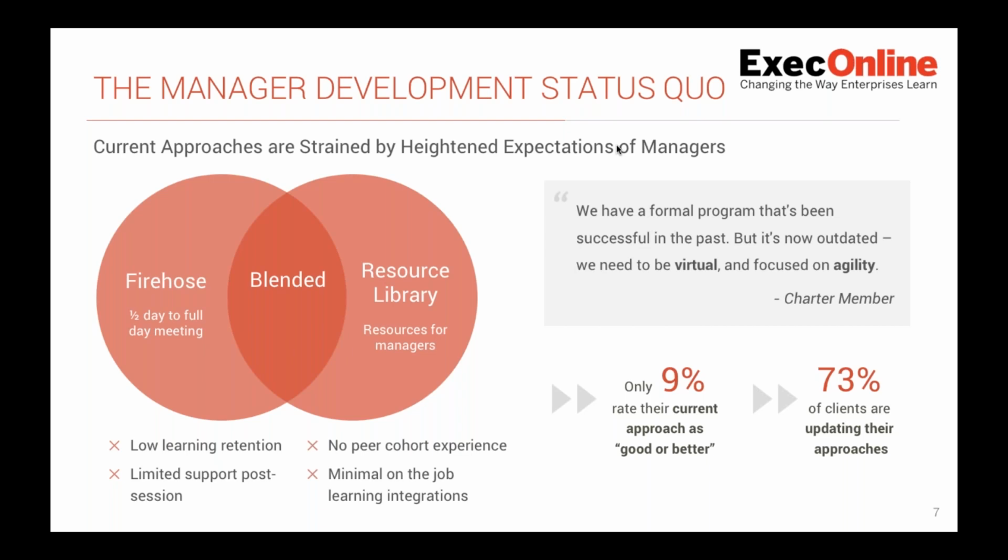And some organizations take a blended approach in the middle. In general, though, very few organizations are satisfied with these approaches, as we show on the bottom of the page. Only 9% say they are good or better. And most organizations say they want something that is more virtual and agile. So with the help of our focus group, we wanted to come up with something transformational to solve what is often considered a holy grail issue for companies, improving manager quality. Please turn to the next page.